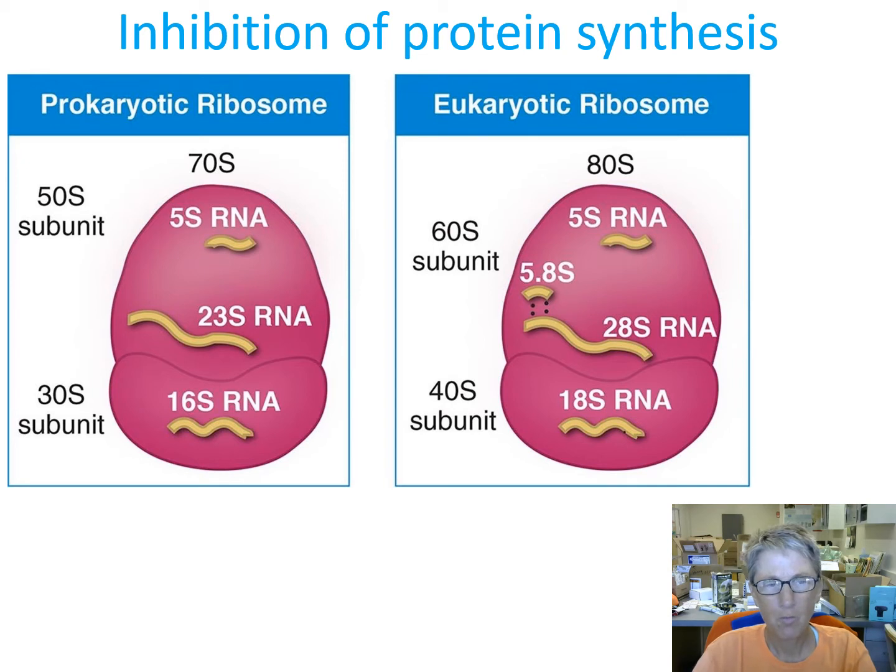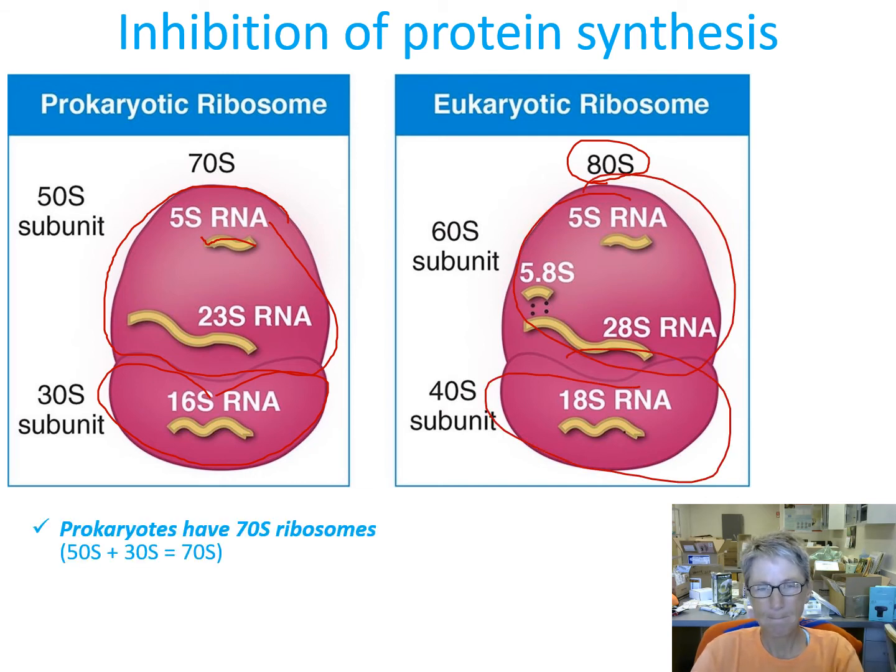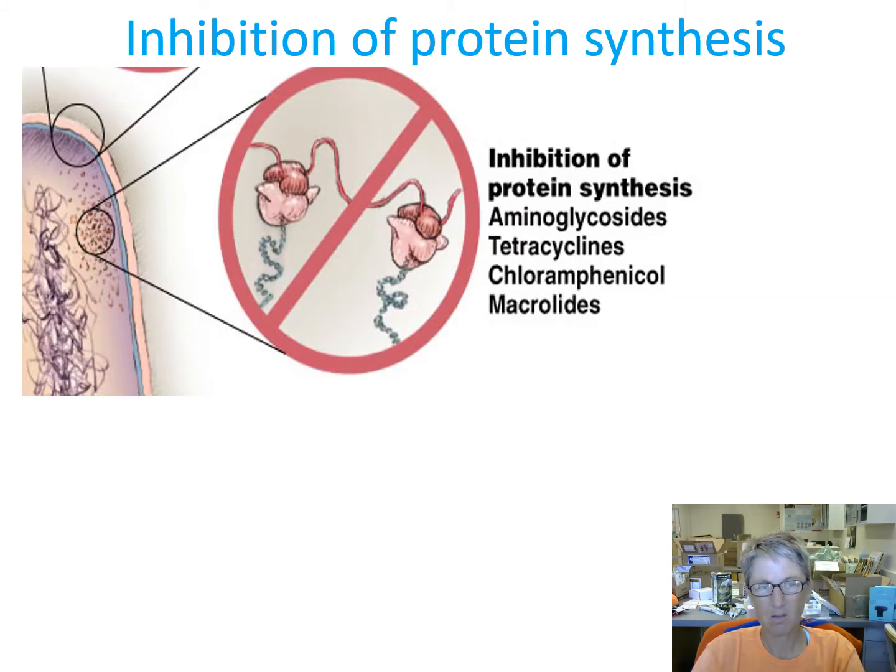Here's a cartoon of a prokaryotic ribosome. So here is the 50S subunit, and here's the 30S subunit. And then these are just pieces of RNA that are coming onto the ribosome. And then here's the eukaryotic ribosome made of a 60S subunit, this guy here, and a 40S subunit. And then we said this, prokaryotes have a 70S ribosome, eukaryotes have an 80S.